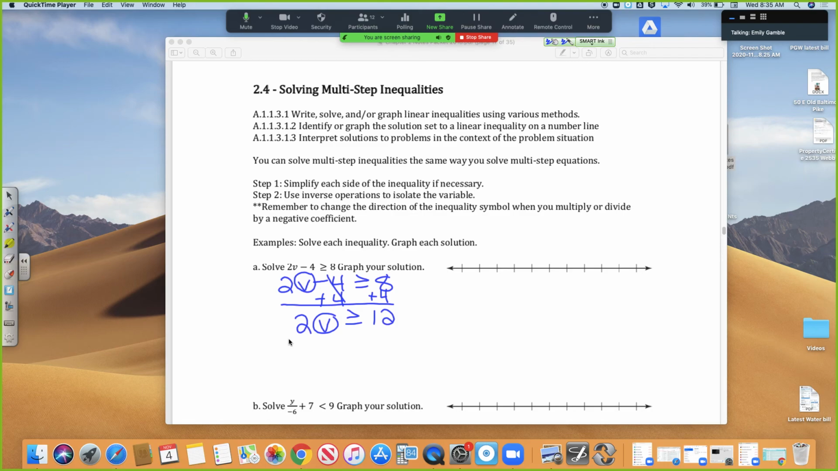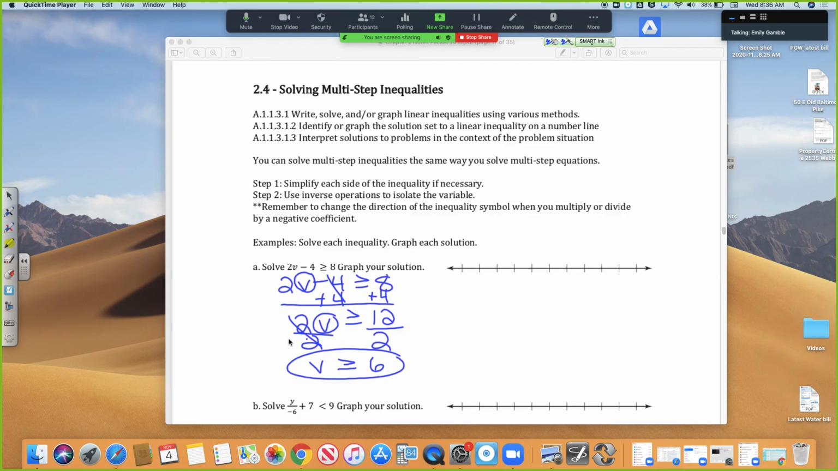And then just like an equation, we're always canceling out what's currently happening. This is 2 times v. To undo multiplication, we divide. So we divide both sides by 2. Now, if you remember from last week, whenever you divide by a negative number, the sign flips. Whenever you multiply by a negative number, the sign flips. We're dividing by a positive number, so the sign does not flip. It's just going to be v is greater than or equal to 12 divided by 2 is 6.